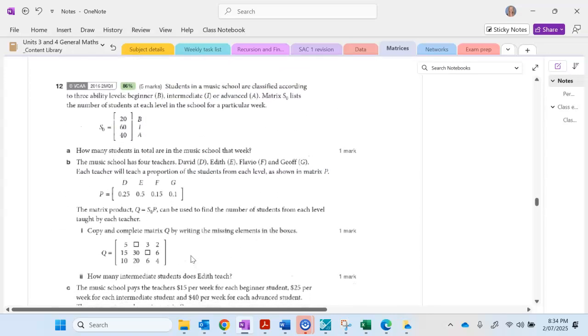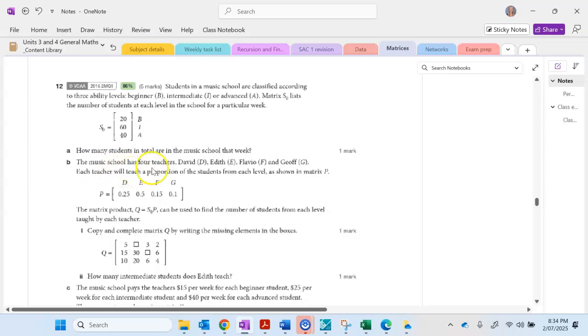Students in a music school are classified according to 3 ability levels: beginner, intermediate, and advanced. Matrix S0 represents the number of students at each level in the school for a particular week. How many students in total are there in the school that week? So 20, 60, 40, that's 120. If you had to show that using matrices, you would have to use a row summing matrix. So you can go back to your theory for that.